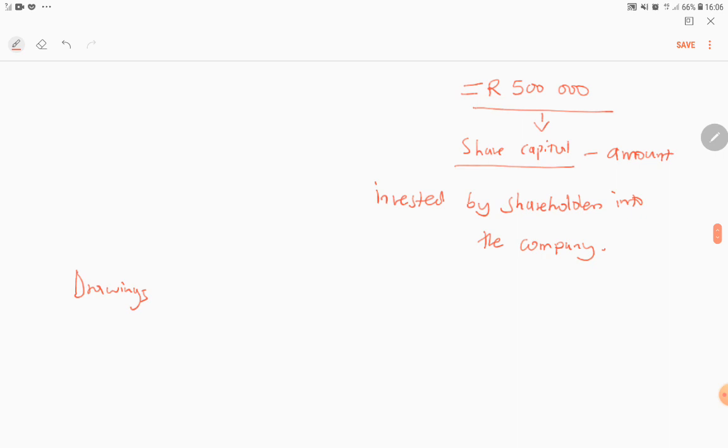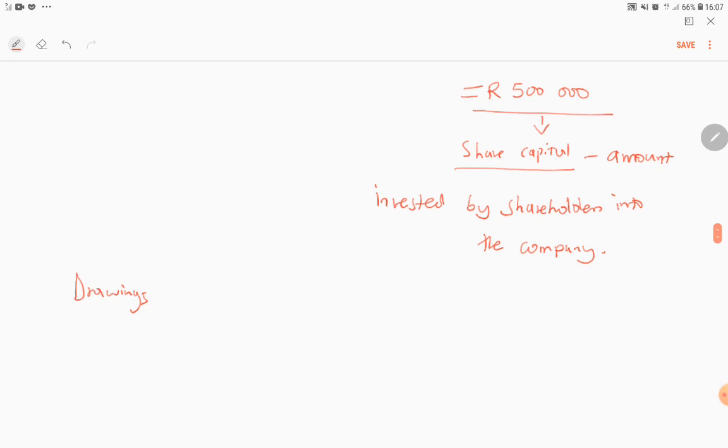But for companies, for sole traders and partnerships, the owners of the business or the partners had the option to withdraw the money at any time, and no one decided for them when they were supposed to withdraw the money. But for companies, the shareholders cannot do that. They cannot just decide to withdraw what they have invested.